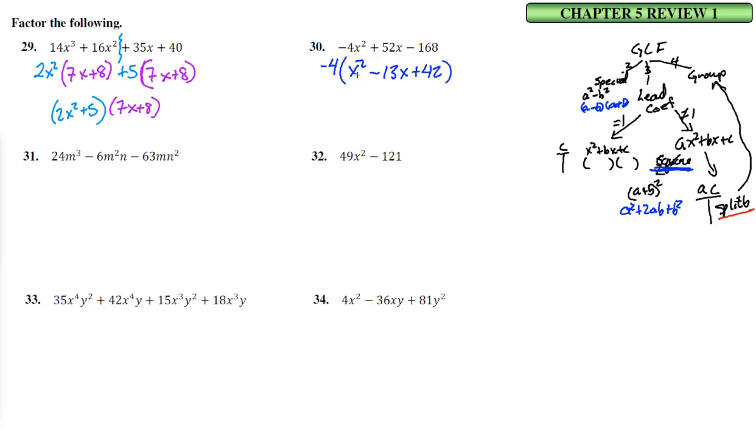Okay, so what is left? How many terms does it have? 1, 2, 3. So it's a 3-term with leading coefficient 1. So we're down here with just one step. That's nice. I like those.